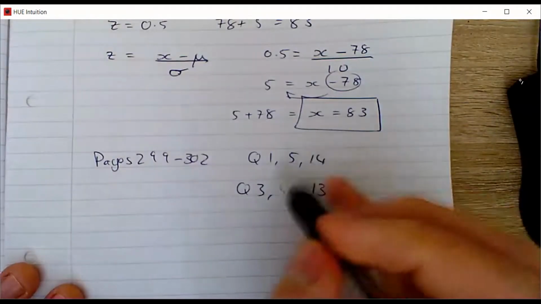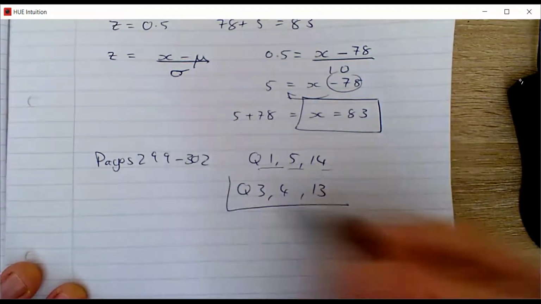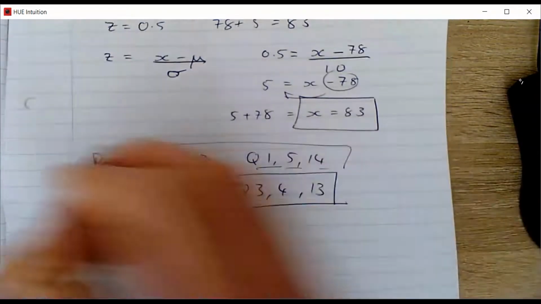Okay, so as well as making sure you got 1, 5, and 14 done into your copy, can I also ask you to go now and do questions 3, 4, and 13 on pages 299 to 302.